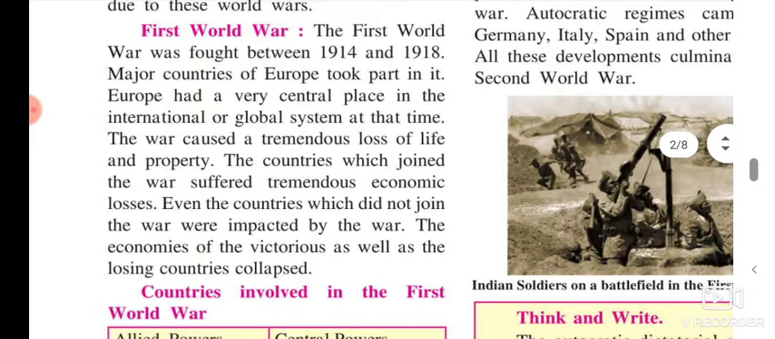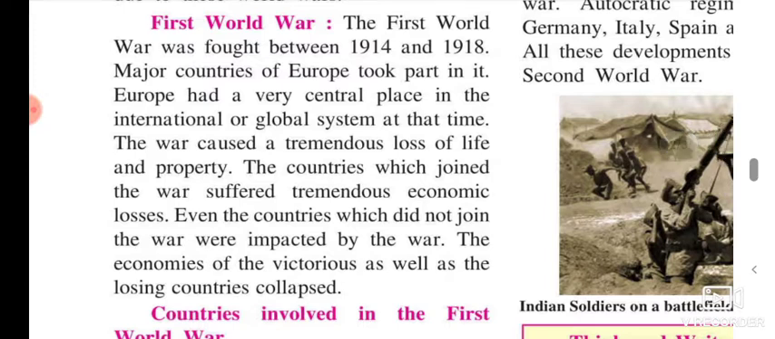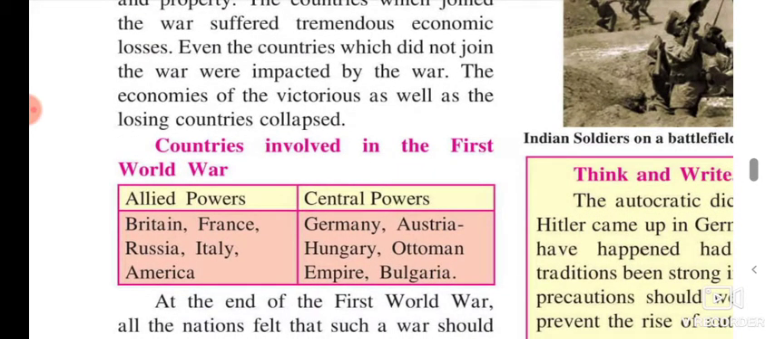Firstly, the First World War. The First World War was fought between 1914 and 1918. Major countries of Europe took part in it. Europe had a very central place in the international or global system at that time. The war caused a tremendous loss of life and property. The countries which joined the war suffered tremendous economic losses. Even the countries which did not join the war were impacted by the war. The economies of the victorious were affected as well. The losing countries collapsed. The countries involved in the First World War are the Allied powers: Britain, France, Russia, Italy, America; Central powers: Germany, Austria-Hungary, Ottoman Empire, Bulgaria.